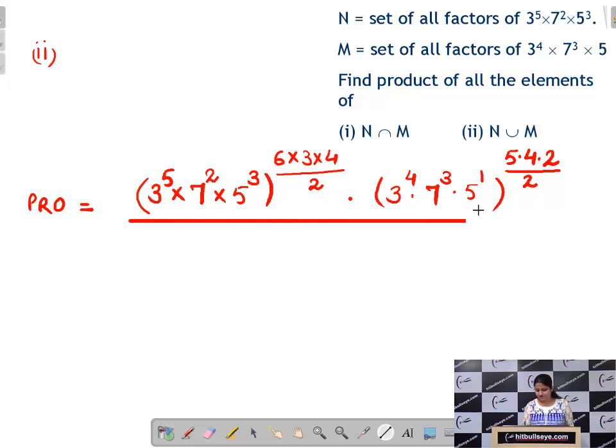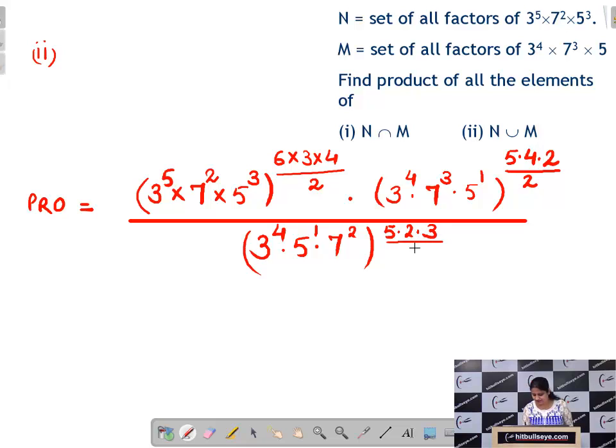But in this product, we have calculated many factors twice. Obviously, they are factors which are appearing in n intersection m. So, we will divide to nullify this effect. So, it will be 3 raised to power 4, 5 raised to power 1 into 7 square raised to power 5 into 2 into 3 divided by 2.